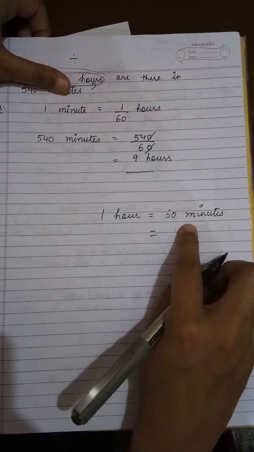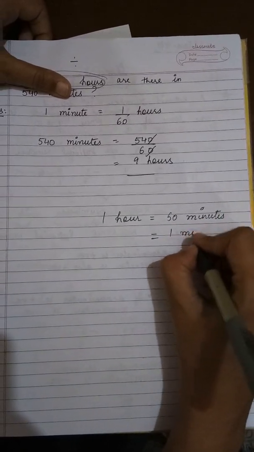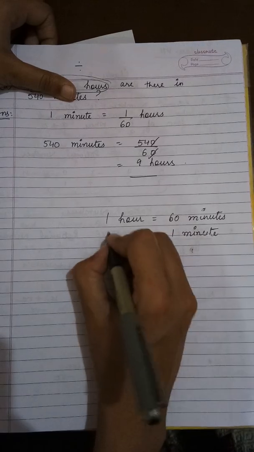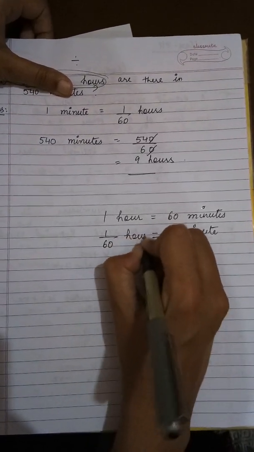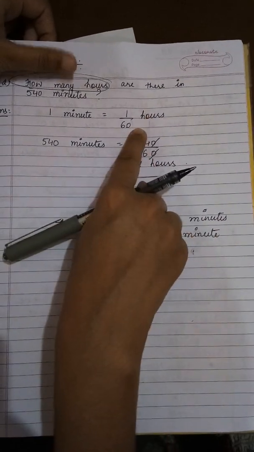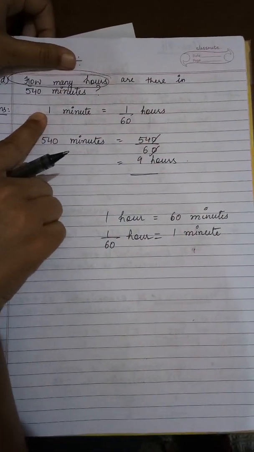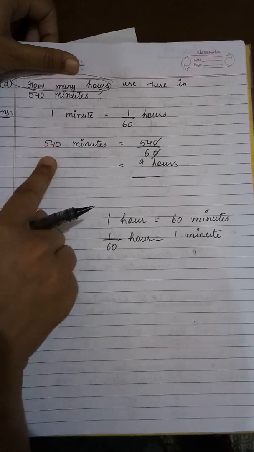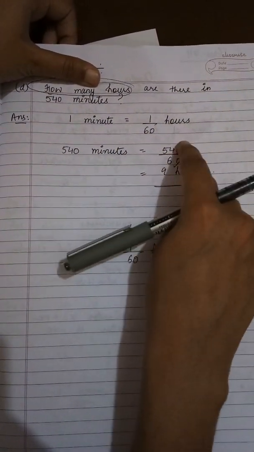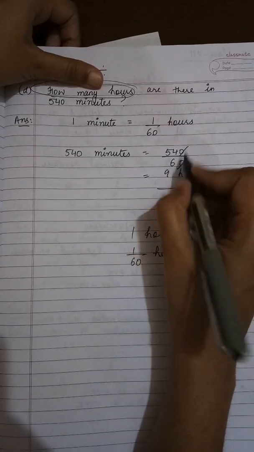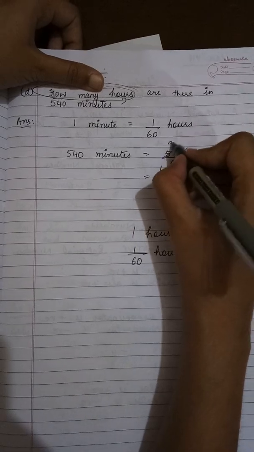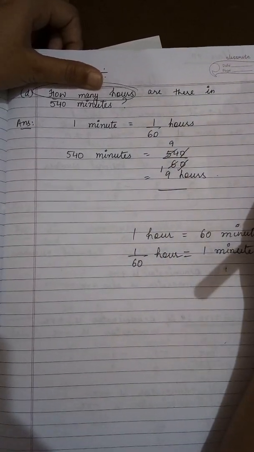If I have to find for 1 minute, I am going to take the 60 to the other side, and this becomes 1 upon 60 hours. So in 1 minute there are 1 upon 60 hours. But they are not asking for 1 minute, they are asking for 540 minutes. So instead of 1, I am going to place 540. 540 upon 60. Now how am I going to cancel it? 0 0 cancelled. 6 1s are 6, 6 9s are 54. So the answer is 9 hours.